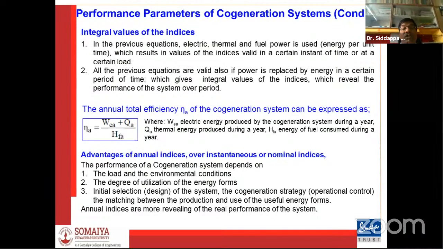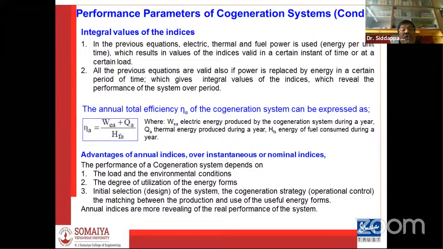The degree of utilization of the energy forms: to what extent you are utilizing it. For example, if you are using any heat exchanger in the system, what is its effectiveness? Whether it is 20%, 30%, 40%, 60%. Probably your heat exchanger is too old and is not working effectively. At that time you take some readings, and later on you replace it or carry out maintenance, and then the effectiveness of the heat exchanger increases. Then later on it gives good results.